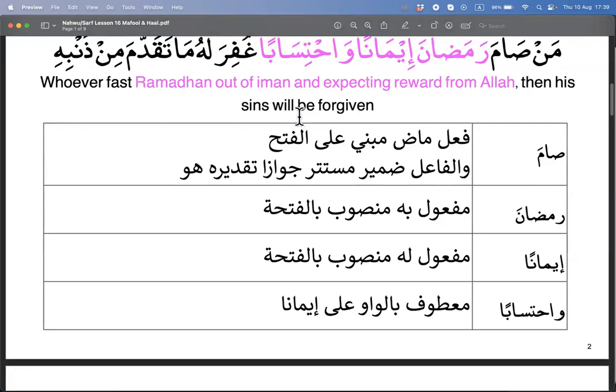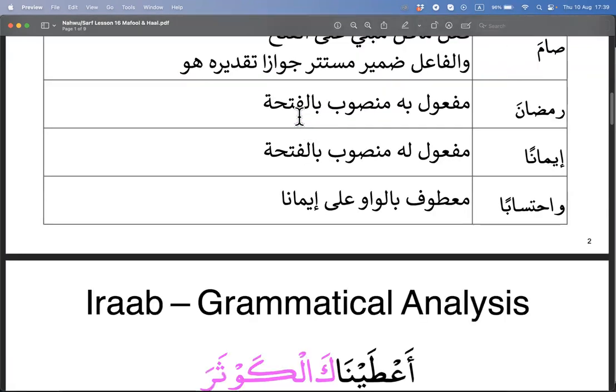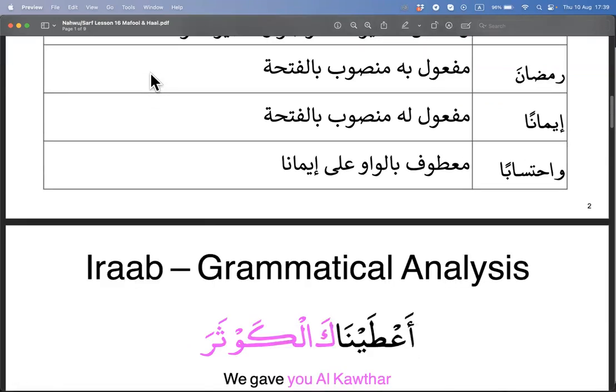Maf'ul lahu is not common in the Quran. Okay, you try to do this one. Here, a'tayna. So this is our fi'il. Who's our fa'il? The hamzah is part of the word, so it's nahnu. Good. So this is what do we say? Fi'il madi.